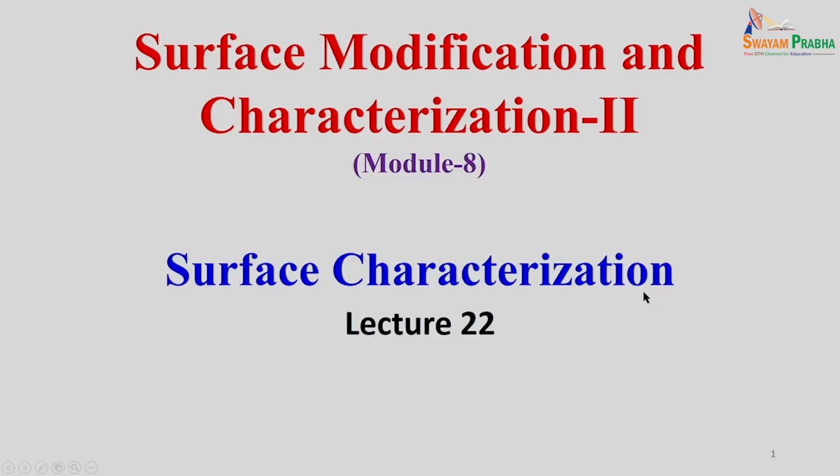Hello everyone, today I will start module 8, surface modification and characterization 2. In this module we will first discuss the surface characterization part, then we will see a chemical method to modify the surface, particularly formation of self assembled monolayers, and then the effect of self assembled monolayers on the biointerfacial interactions.